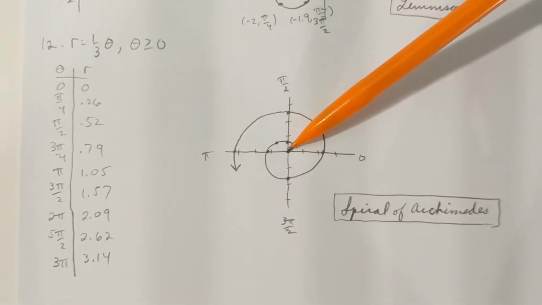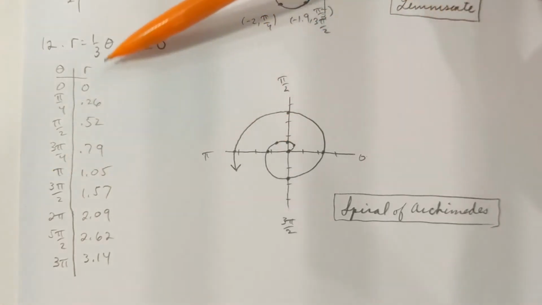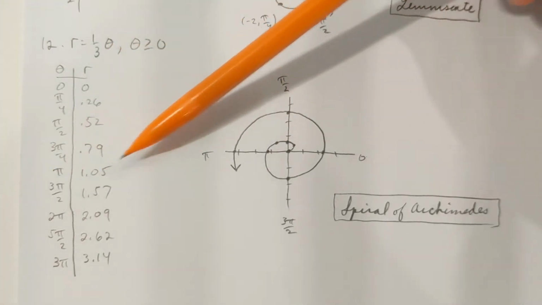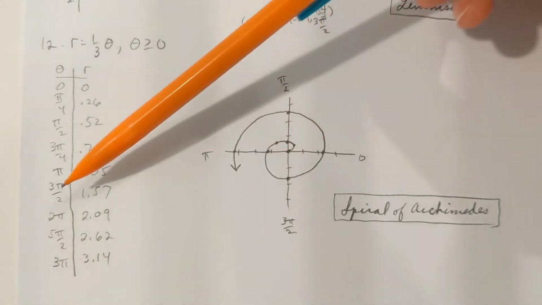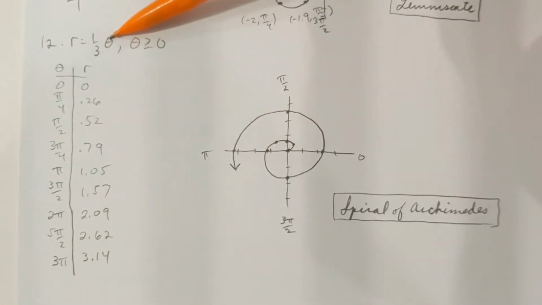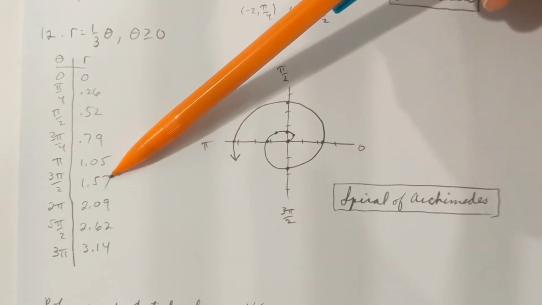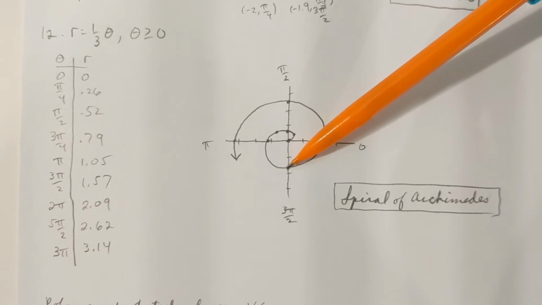And so that's going to be my next point right here. If theta is pi over 3, that's a little bit bigger than 1. On the pi axis, I need to go out about 1.05 units. If theta is 3 pi over 2, the 3's will cancel. Pi over 2 is 1.57 if you go to the nearest 2 digits. So here's that next point.